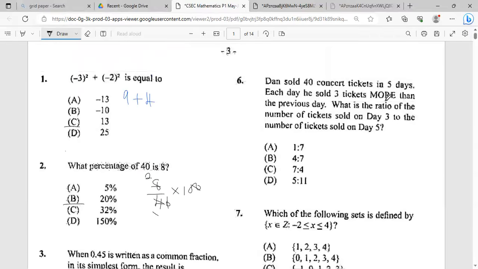Number 6, Dan sold concert tickets in 5 days. Each day he sold 3 tickets more than the previous day. So first he sold X, then X plus 3, and you just continue like that. I like to do it like this because you can separate the days. Remember now, guys, it's all about learning.